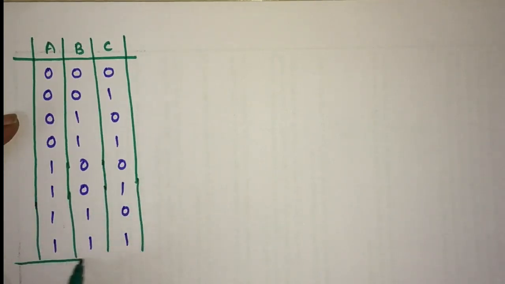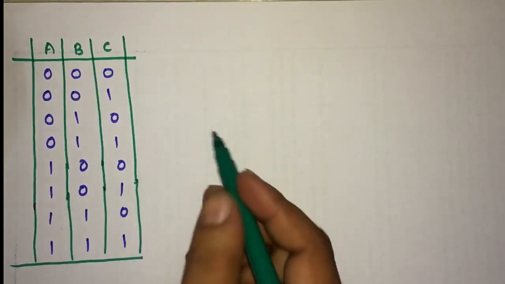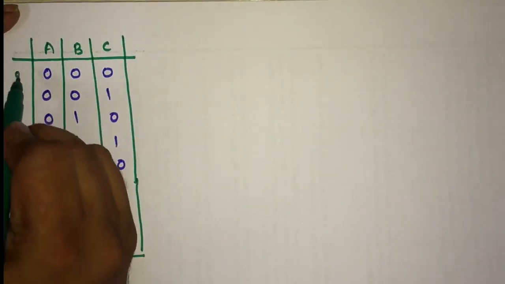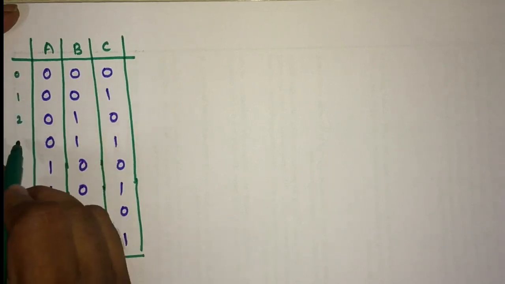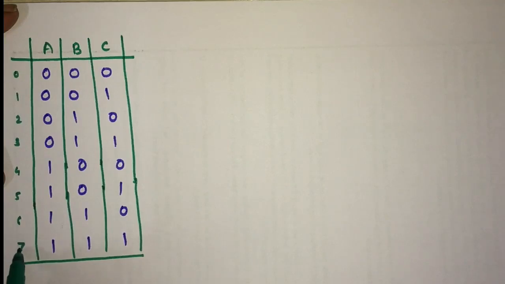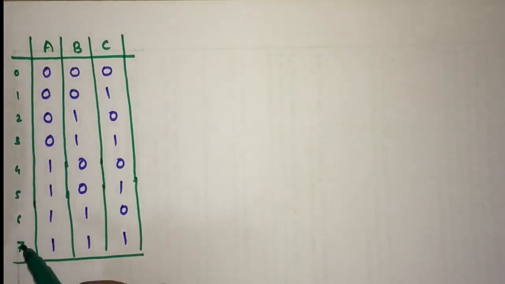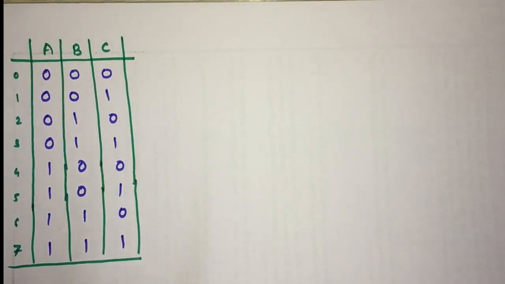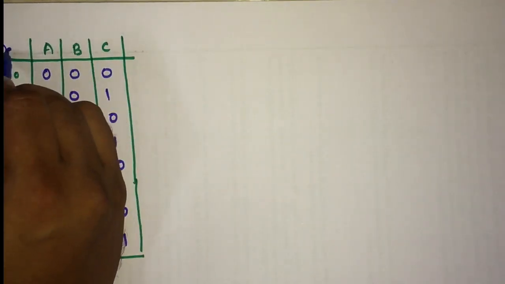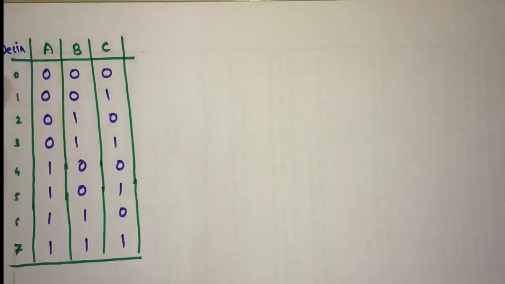So this is a truth table for 3 variables. Here we will write the numbering. I will start from 0: 0, 1, 2, 3, 4, 5, 6 and 7. 0 to 7 means how many combinations are there? Total 8 combinations. This is the equivalent decimal number.